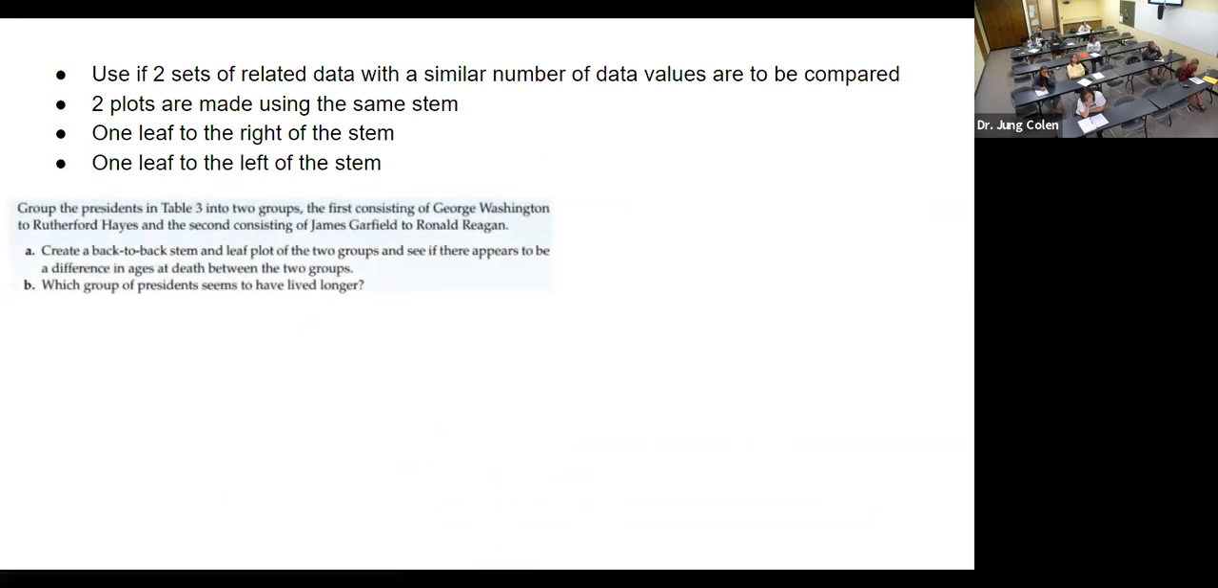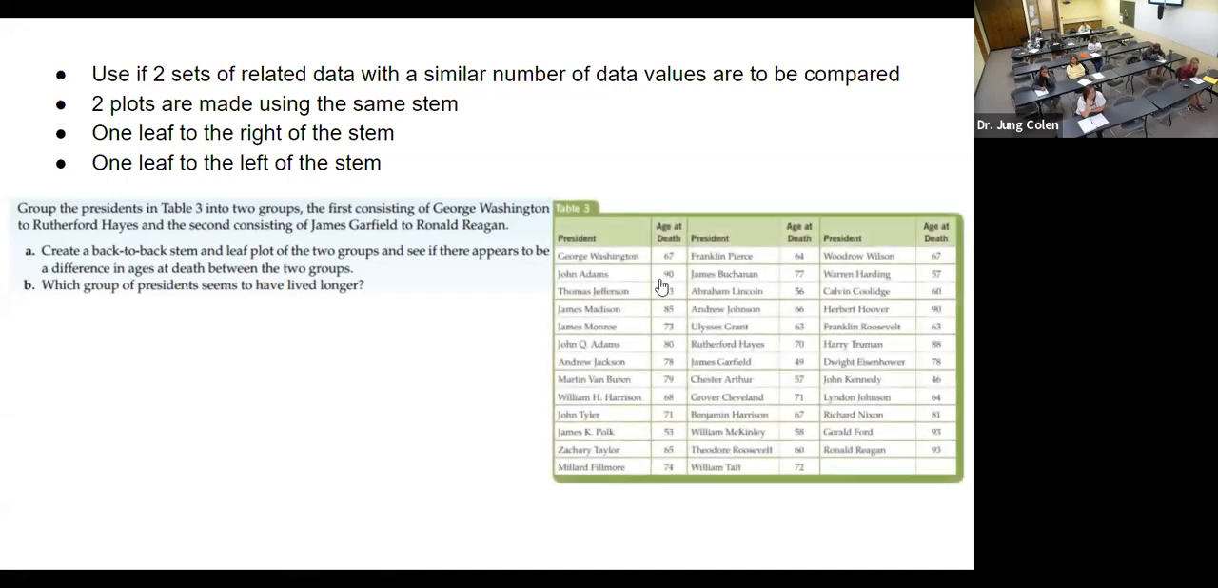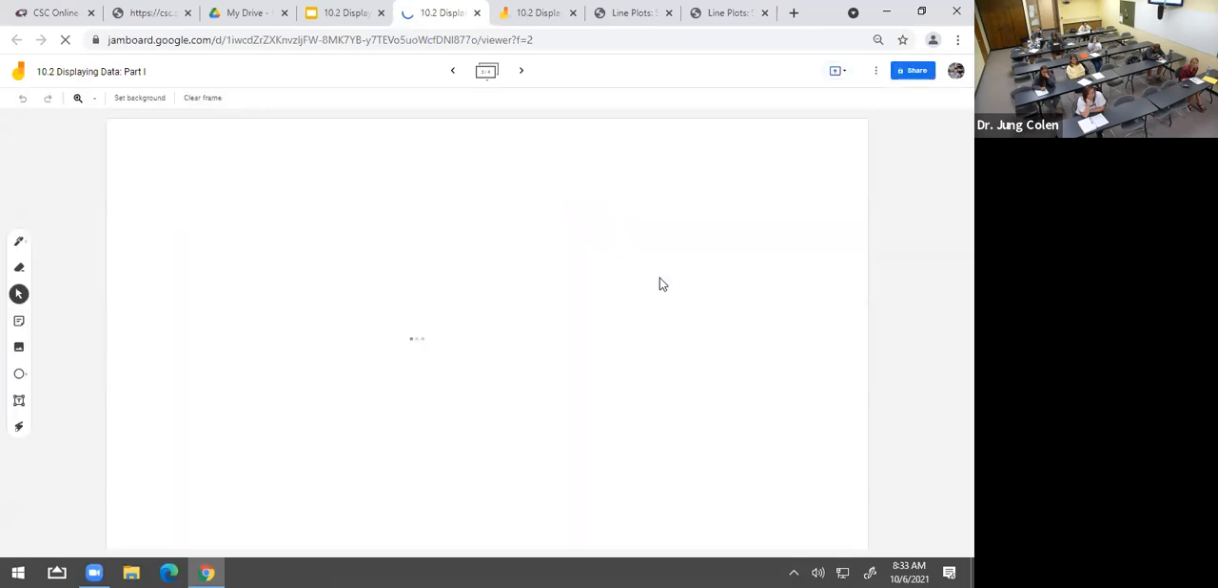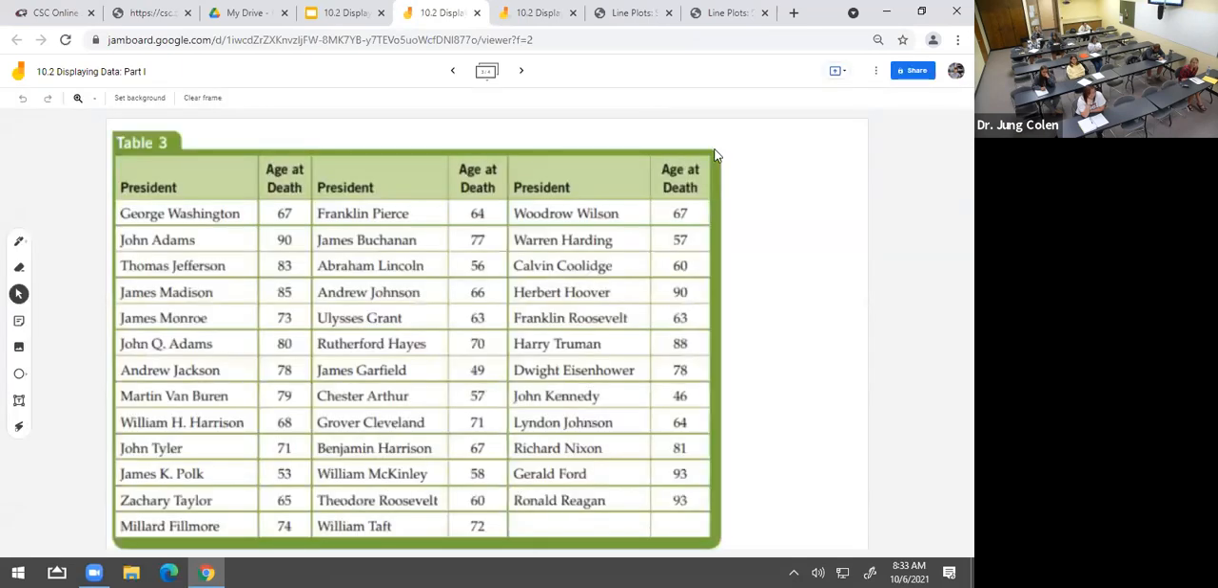So I'm going to give you this data. This is what you're going to use, okay? I'm going to give the paper to the students. So students, you guys are going to use that data, okay? You're going to make back-to-back stem and leaf plots, okay? But here is the condition.